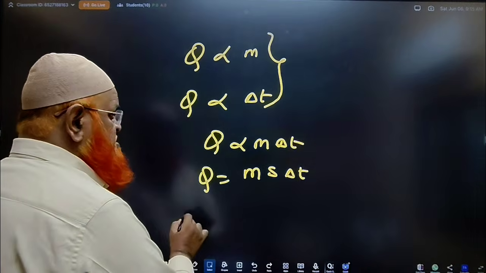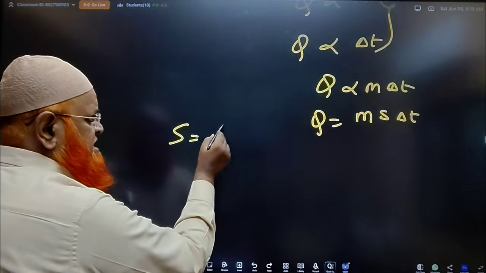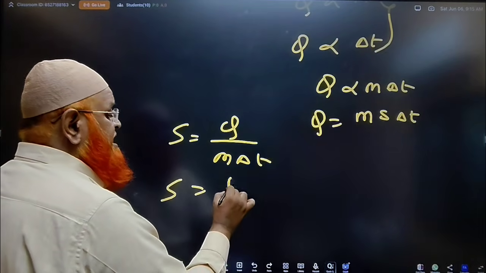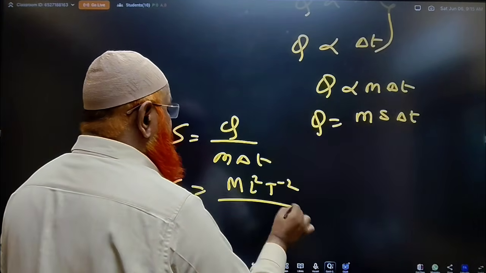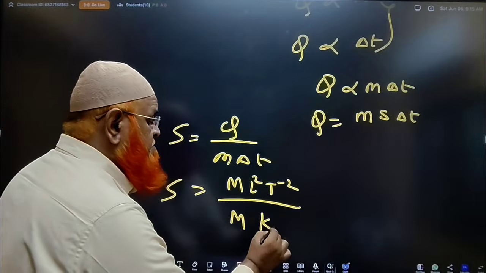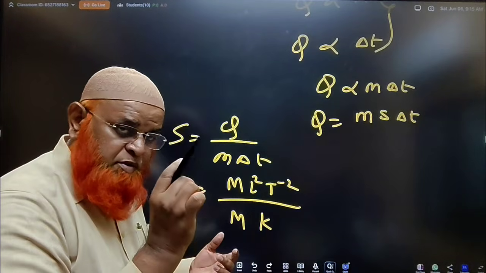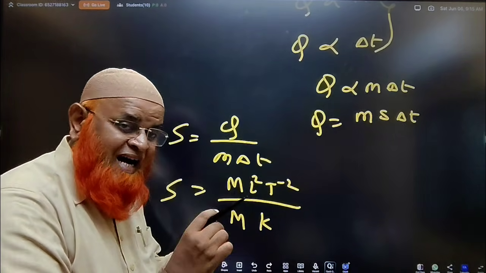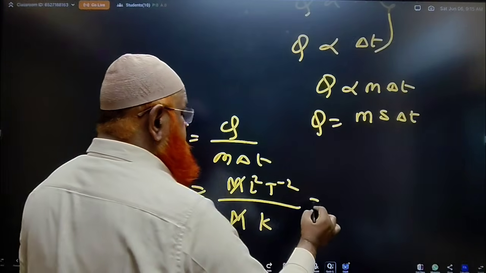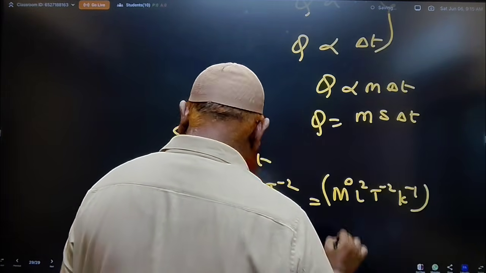So you have to find out the dimensional formula for S here. S is equal to Q by M delta T. Quantity of heat energy is M L square T power minus 2, mass is M. Delta T means temperature. Temperature can be given by letter K, Kelvin, or it can also be represented by the letter theta. Theta or K, both can be used. I have used K here, M gets cancelled. M is not there, so M power 0, L square T power minus 2, K power minus 1. Verify the formula.